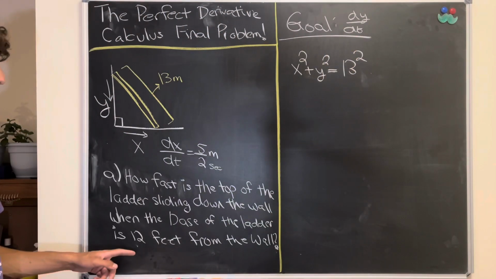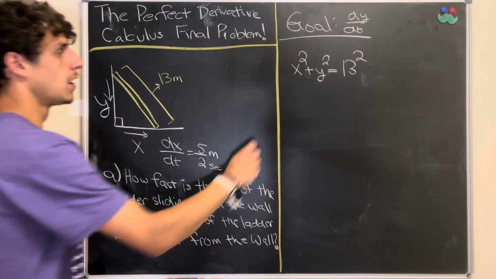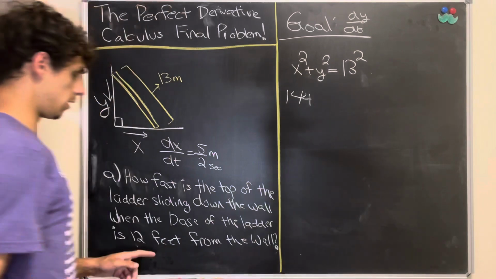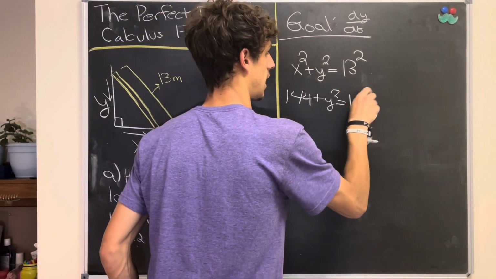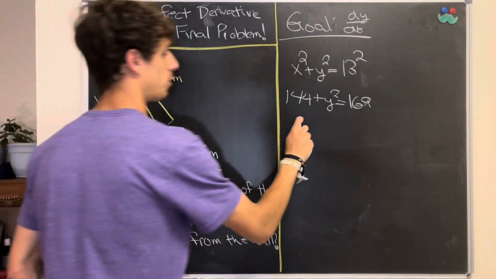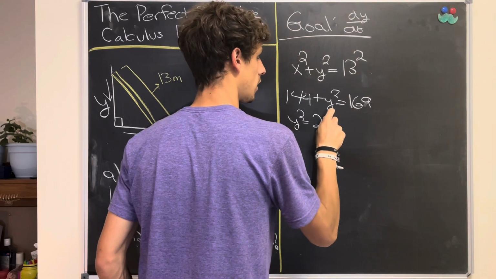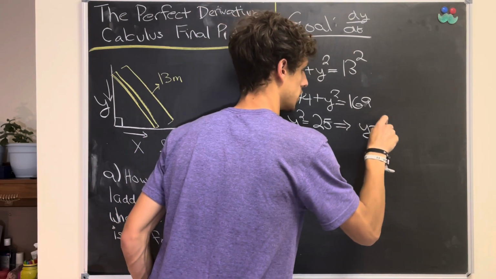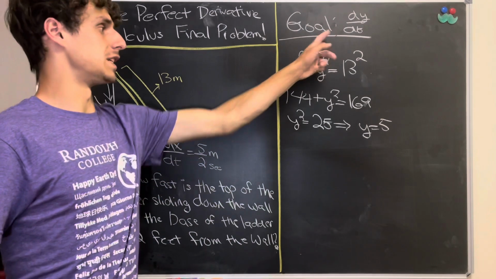Here we can solve for y because we have the distance from the base of the ladder to the wall. That's 12 feet. So we'll have 144, that's 12 squared, plus y squared is equal to 169. Now 169 minus 144 is 25. So y squared is equal to 25, but that means that y is equal to 5. We won't worry about the negative solution here because y is a distance, so negative solutions don't make a ton of sense. Okay, so we have y, but now we need to find dy over dt.